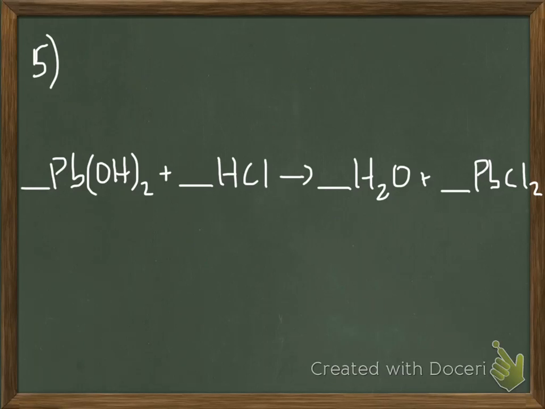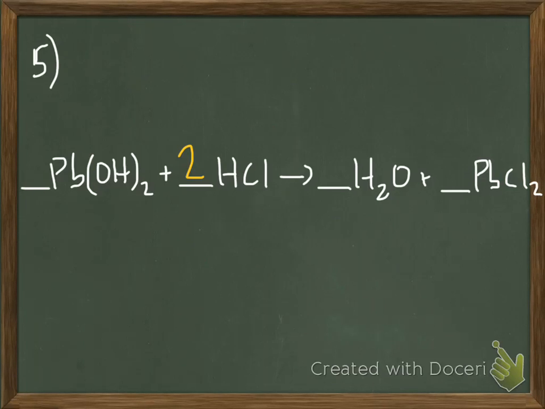Number 5. When you have more atoms like this, the tendency is to get nervous and get overwhelmed. But you just got to take it one element at a time. Let's look at Pb, that's lead. I have 1 lead atom over there, 1 lead atom over there. Okay, so that's balanced. What else is an easy one? Chlorine. I have 1 chlorine right there. I have 2 chlorines right there. So the way I can fix that is by putting a 2 here. So now I have 2 chlorines on both sides.